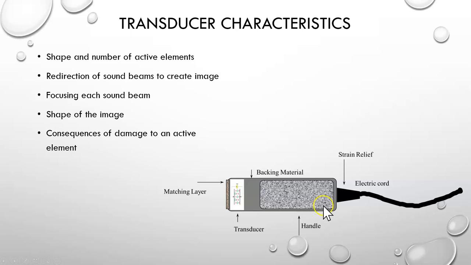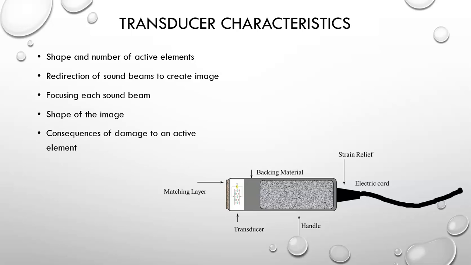The image depends a lot on the transducer characteristics, such as the shape and number of active elements, the redirection of the sound beam that is needed to create the image along each scan line, focusing each sound beam, and the shape of the image itself. And we also need to consider what are the consequences of damage to an active element, a single active element.